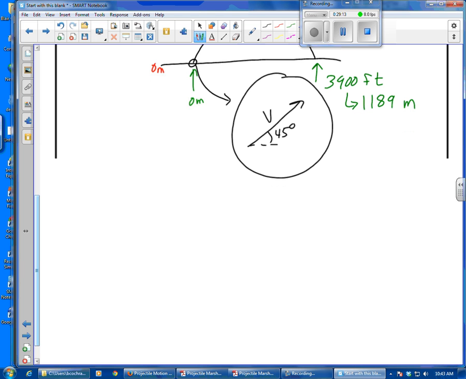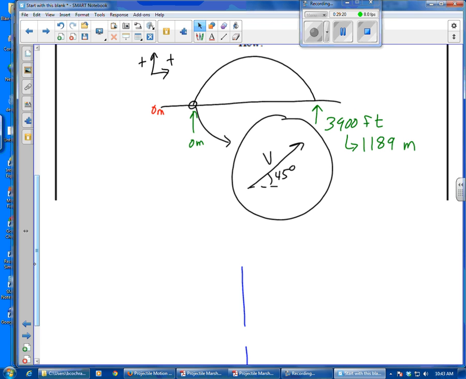I need to eventually get this into my horizontal and vertical. To do that, this initial velocity is in both directions. I need to break that up into horizontal and vertical. So what I'm going to do is take that initial velocity like this, and I'm going to say, what's its horizontal, what's its vertical? So horizontally, what's the component of it horizontally? What's the component of it vertically?